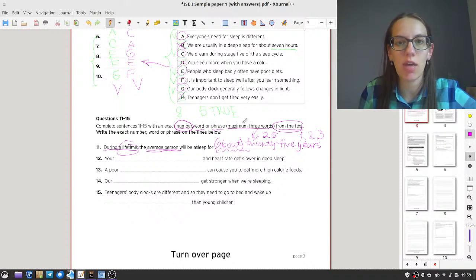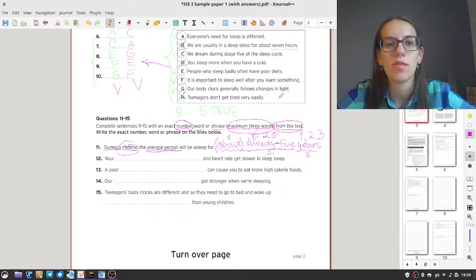And let's check. So we can have maximum 3 words. Is that so? So about, that's one word. 25, notice that it's with a hyphen here. So it is one word, so it's word number 2, and then years is our word number 3. So we used 3 words, so this is correct. We can't use more than 3 words.